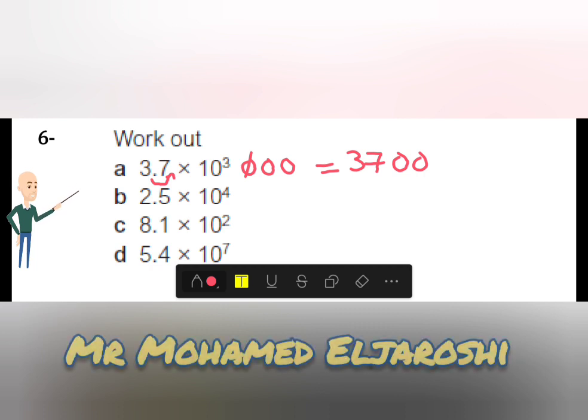But some questions or some tests or some exams, they will tell you not to bring a calculator because you're not allowed to use it. So this is the way of answering a question like this.